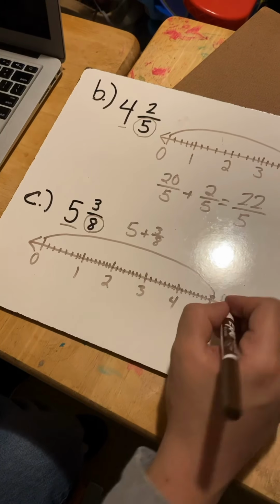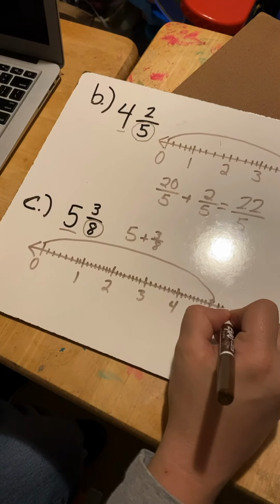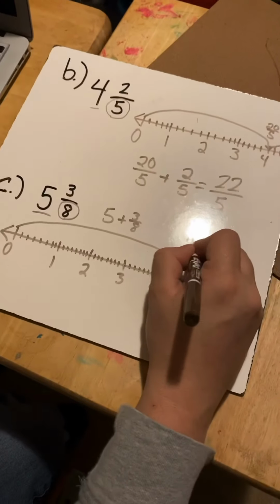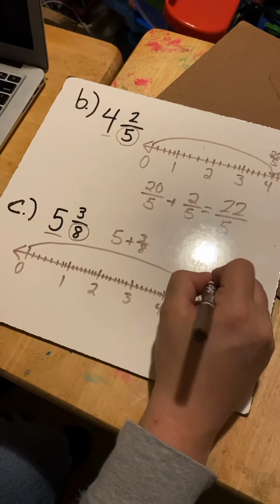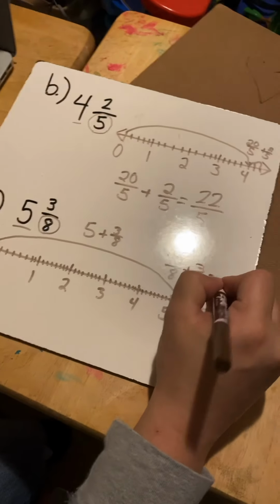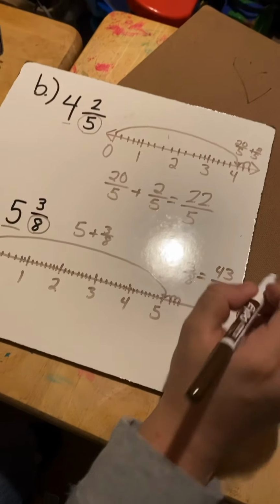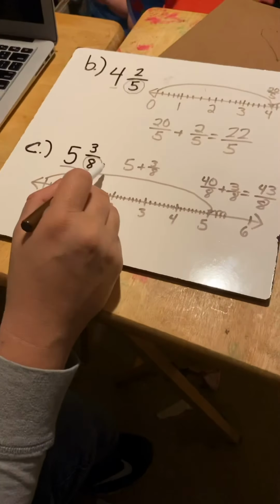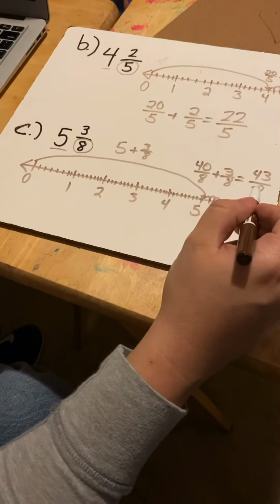But I've still got to add 3 more eighths onto it. 1, 2, 3. So I really had 40 eighths plus 3 more eighths, and that's going to give me 43 eighths. So in both of these examples, I just converted 5 3/8 to 43 eighths.